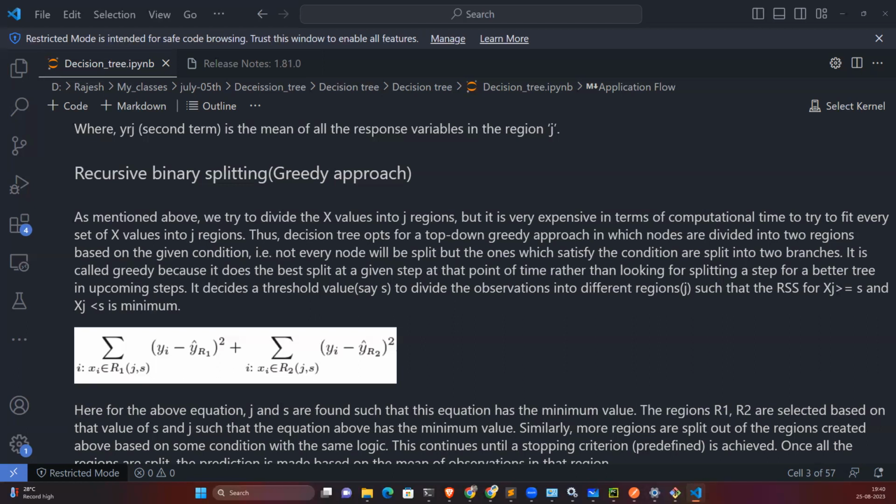Sir, regression is a statistical technique, sir. No, it's not a statistical technique.